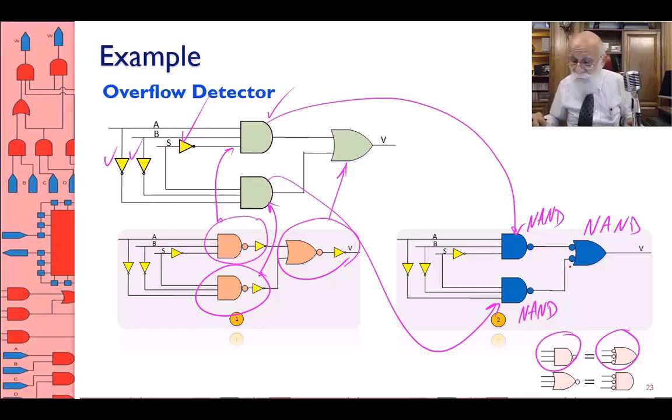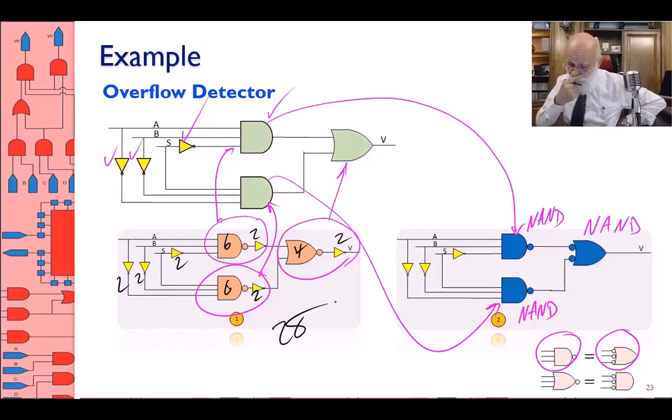Let's do some counting, and I'm going to count the number of transistors here. I have 6 here, 6 here, 2 here, 2 here, 4 here, 2 here, 2, 2, 2, and therefore I have 8, 16, 20, 22, 24, 26, 28 transistors.